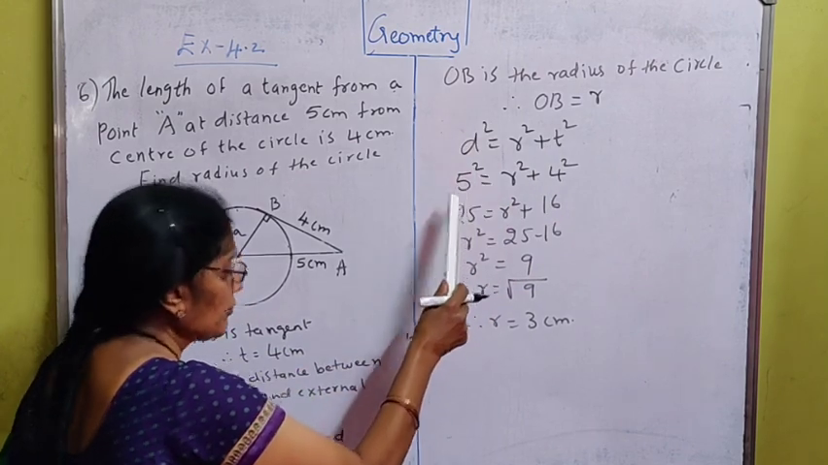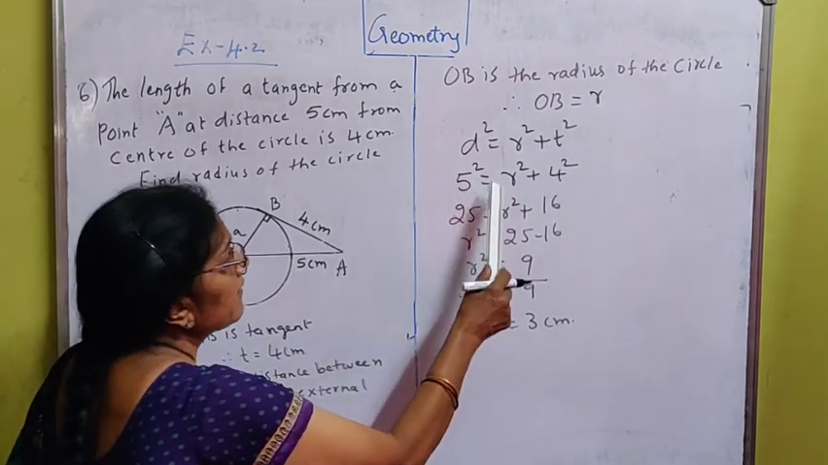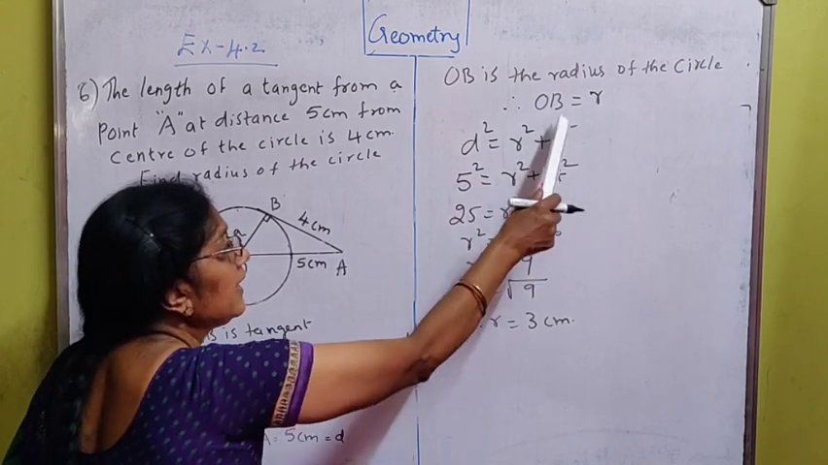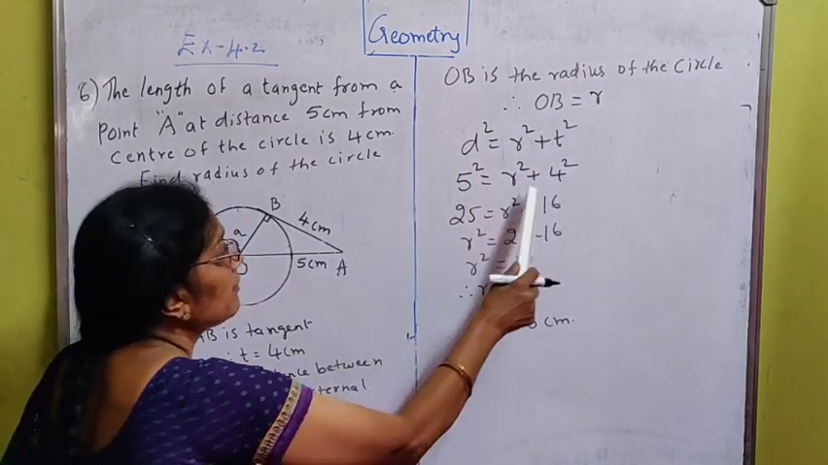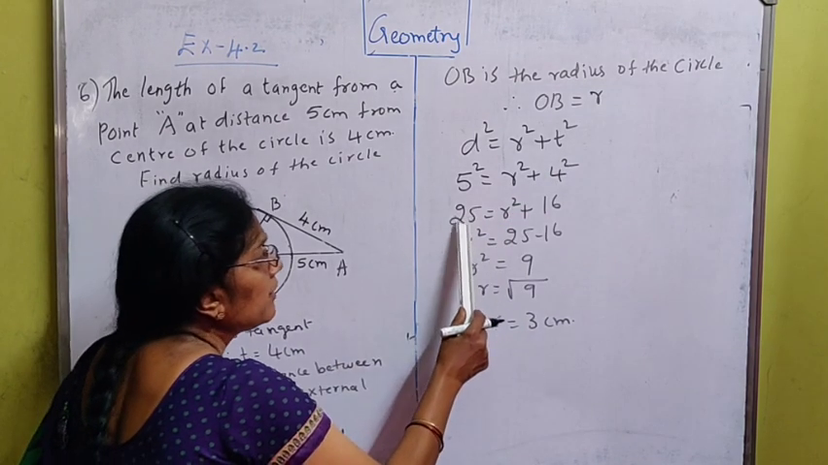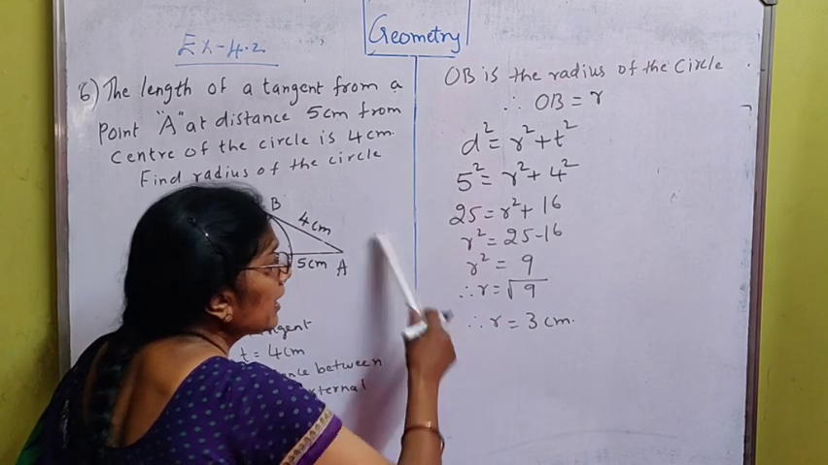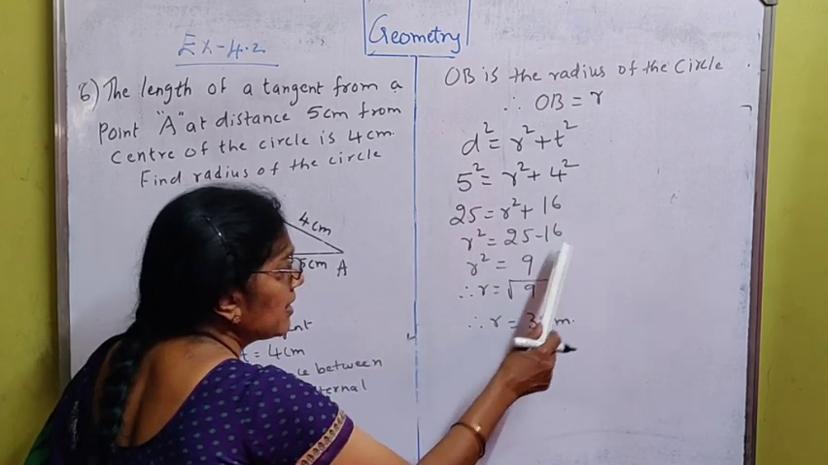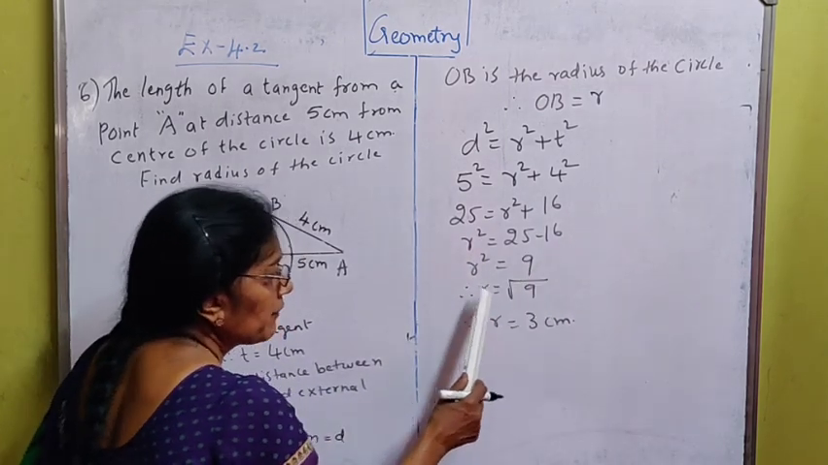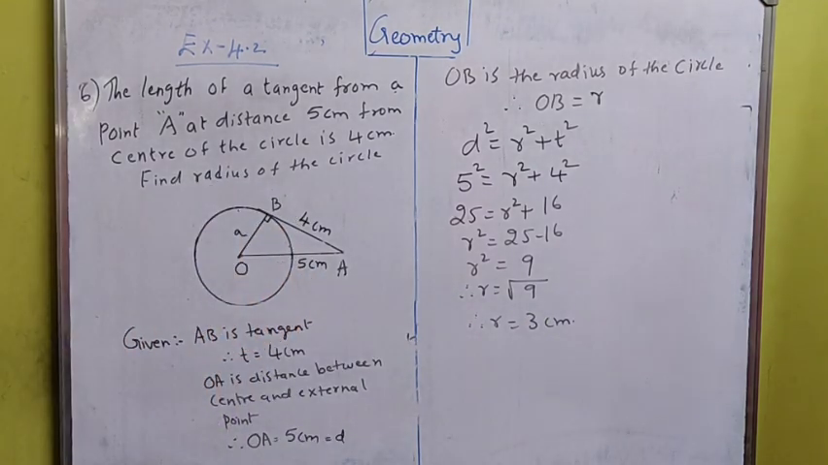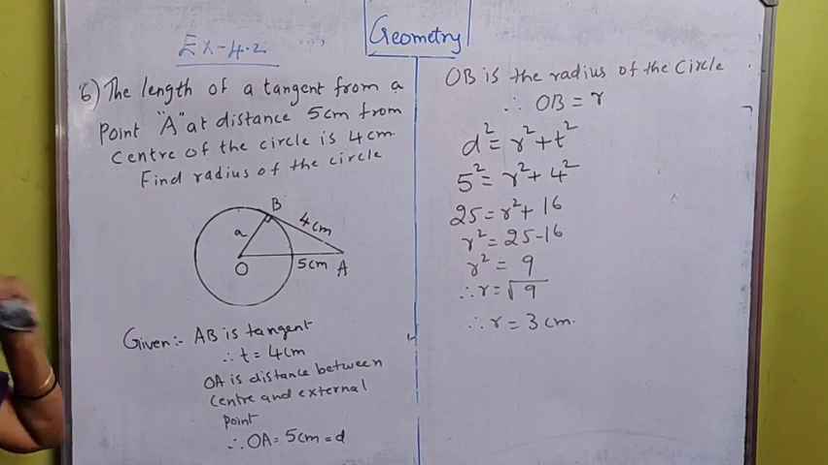D value is 5. So 5 square is equal to R square plus 4 square. So 25 is equal to R square plus 16. So 16 will come this side. R square is equal to 25 minus 16. R square is equal to 9. Therefore R is equal to square root of 9. Therefore R is equal to 3 centimeter. So the measurement of the radius, we got it as 3 centimeter.